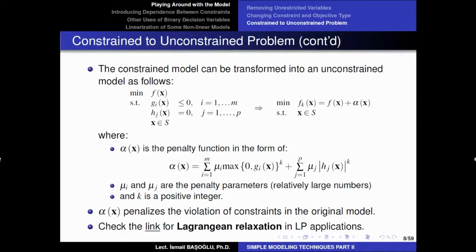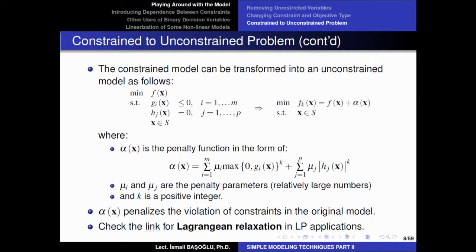Hello again. We are going to continue from the point where we have left, and we have just mentioned playing around with the model in order to obtain a much more simplified and comprehensible model. Some of these tricks were helping us to create a standard form for the linear programming model so we can solve it through the simplex algorithm.